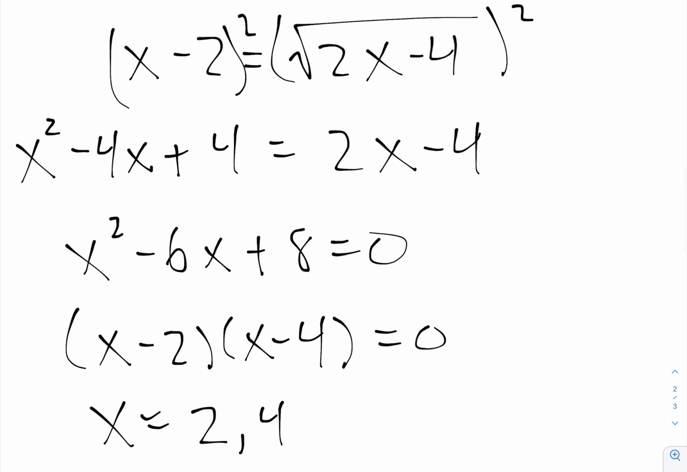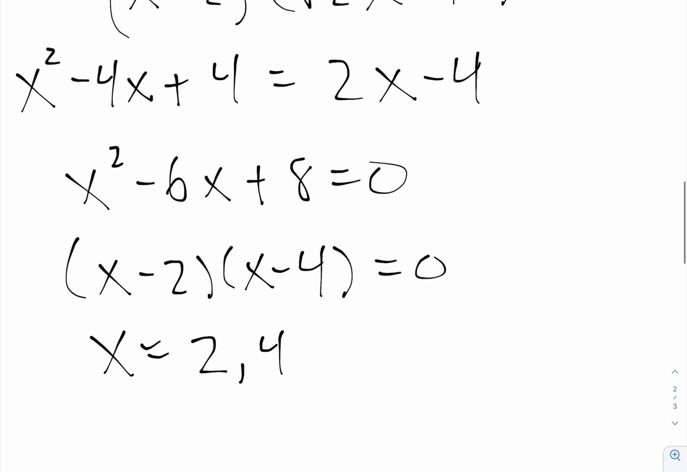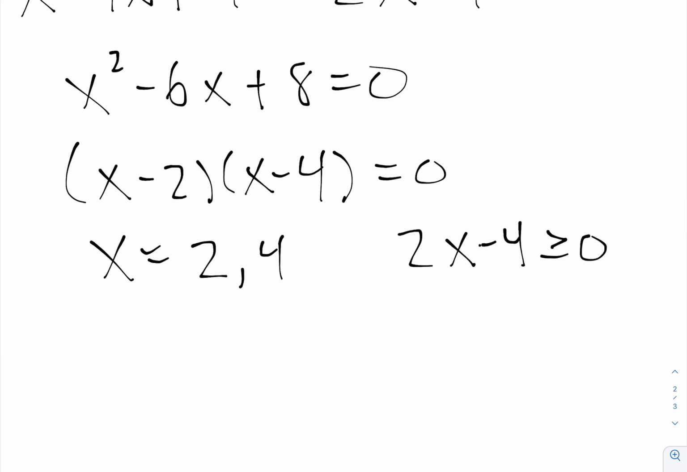Now, let's see if they check out on our restrictions. So remember, we have to set the inside of the radical greater than or equal to 0, so 2x minus 4. The inside of our radical has to be positive or 0. Okay, add 4 to both sides, divide by 2. Basically, x has to be greater than or equal to 2. So one of our solutions was x equals 2. That's still fine because x has to be greater than or equal to 2. And obviously 4 is more than 2, so both of these work.